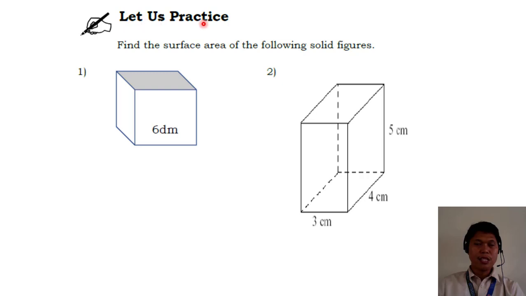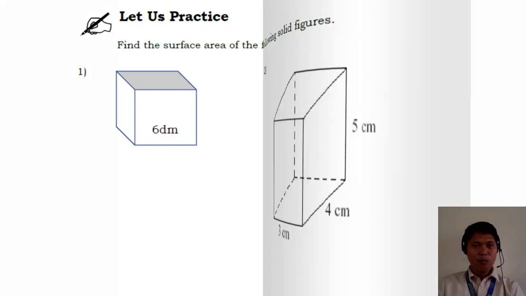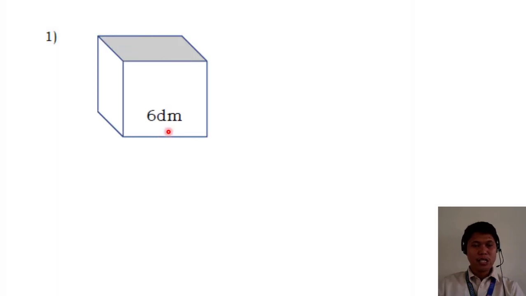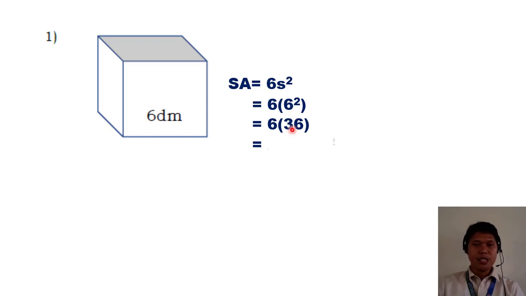Okay? So this time we are going to answer some of the activities of your module. Let's start with the Let Us Practice activity. So let's start with this one. It is a cube with the dimension 6 dm. So it is 6 times s squared, and substitute s by 6. 6 times 6 is 36, and 6 times 36 is equal to 216 square decimeters. And this is our surface area.